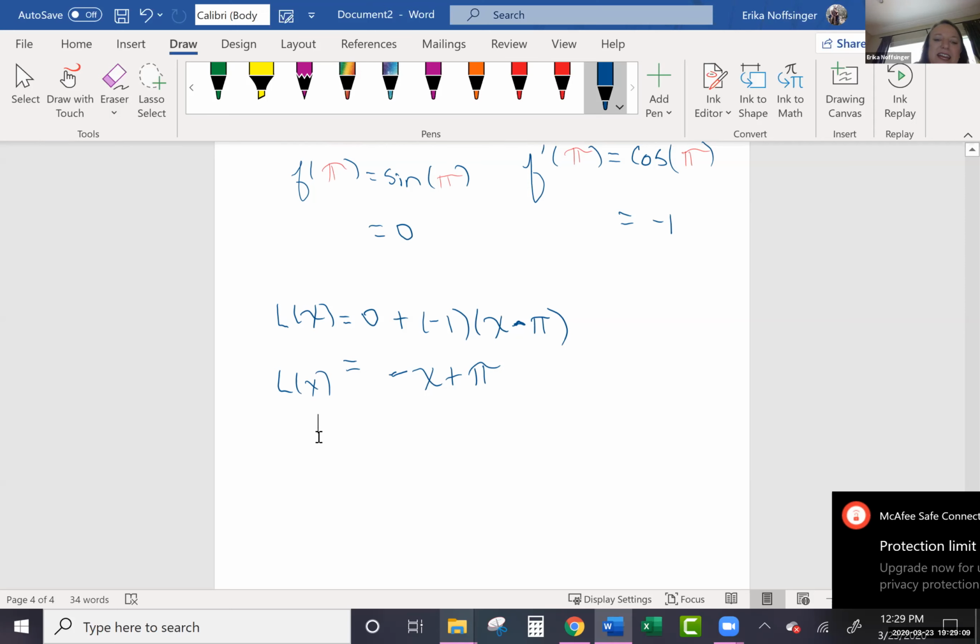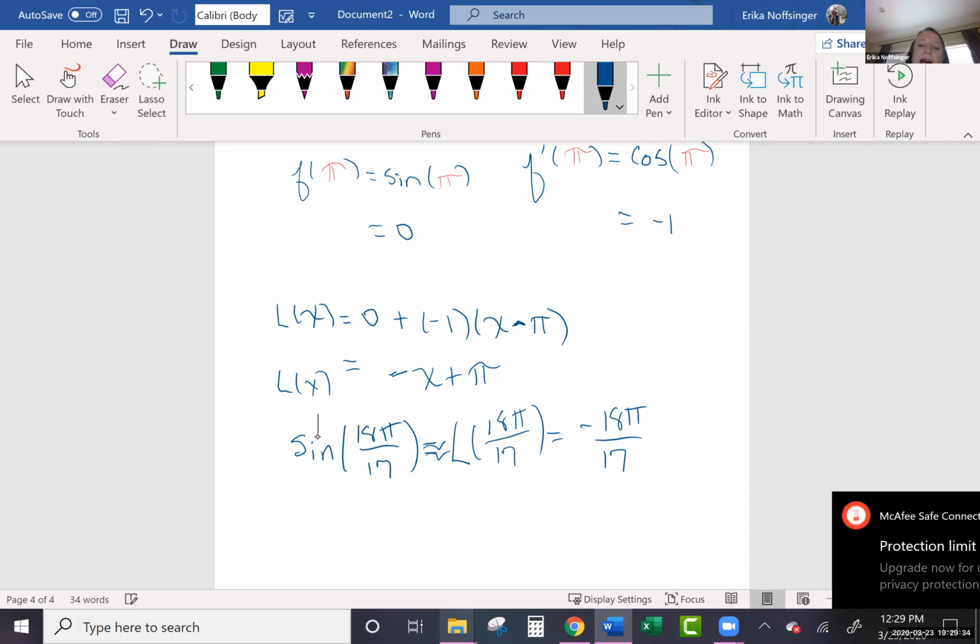So sine of 18 pi over 17 is approximately equal to L of 18 pi over 17, which is equal to negative 18 pi over 17 plus pi. But if we want to get a common denominator, we can rewrite pi as 17 pi over 17. So this is going to equal negative pi over 17.